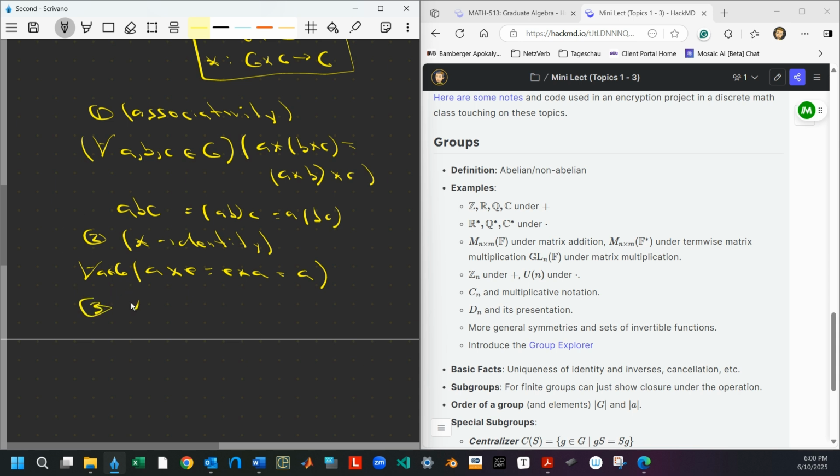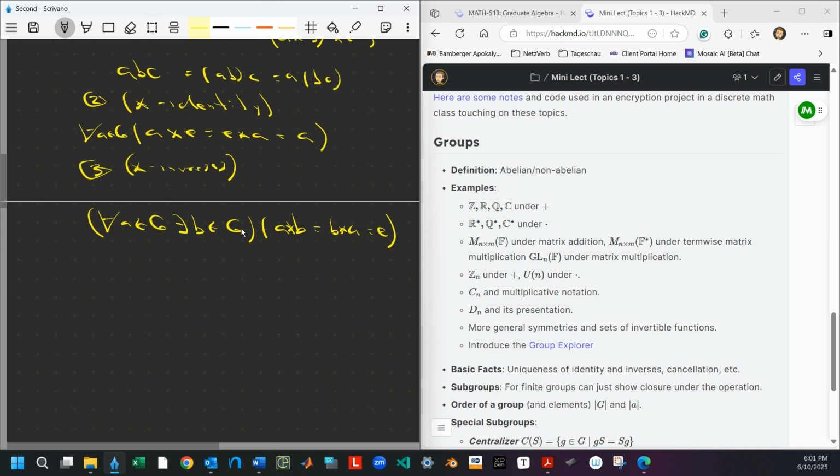And then 3, we're going to have star inverses. This one's also a little bit different. It says for all A in G, there exists a B in G such that A star B equals B star A equals E. So once you have an identity, you can have an inverse. Every element of a group has a star inverse, meaning this holds.